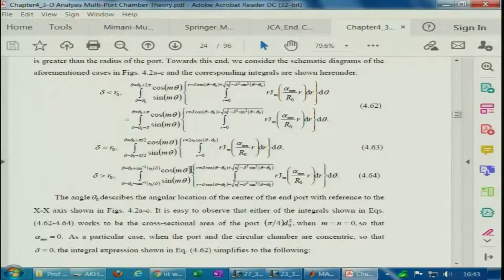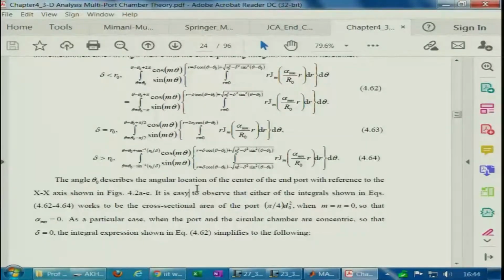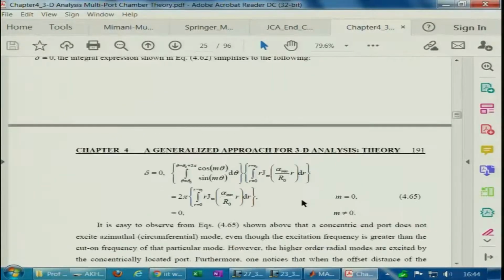And it is easy to see when you have m is equal to 0 and n is equal to 0, you get back the plane wave mode, in which case this will just become 1, and r dr d theta, in such a case this will also be 1, and it is easy to see that you will eventually get back pi d naught square by 4, and theta naught describes the angular location of the center of the end port with reference to the x axis as shown in the previous schematic. So, eventually for a plane wave case, that is for the lowest order mode, plane wave mode, you will get back pi d square by 4, which is important for the sake of self consistency.